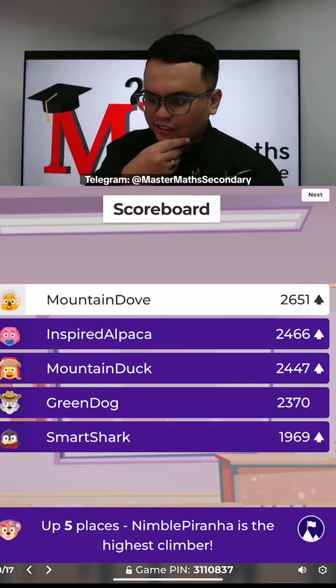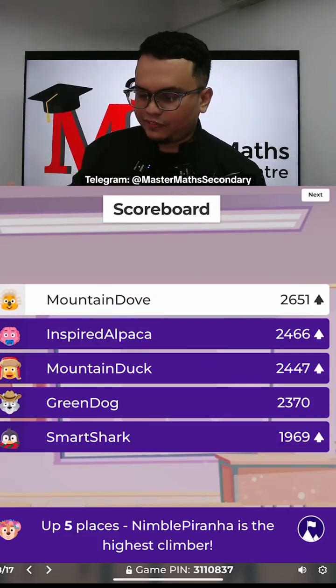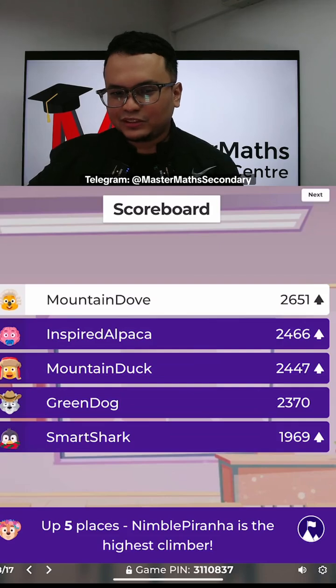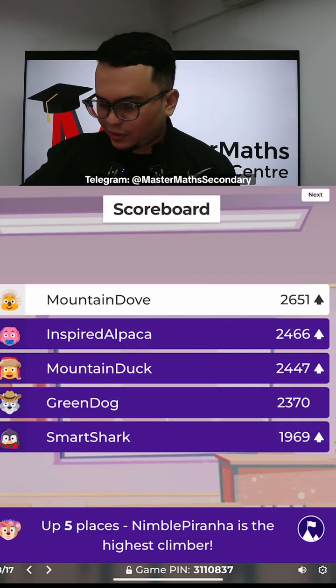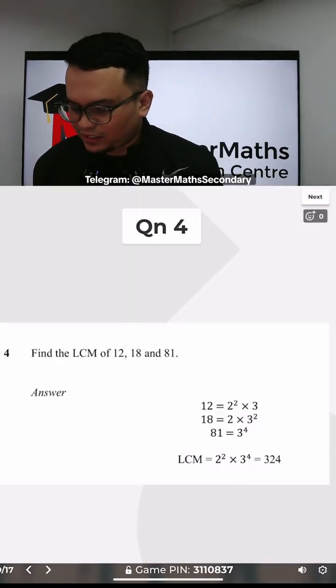Oh, big change. Now we have Mountain Dove from don't know where suddenly fly and perch herself at the top. Himself or herself, not sure. Mountain Duck is also third, and Alpaca is the second one. Wow, this one is very volatile, the Sec 1 game.